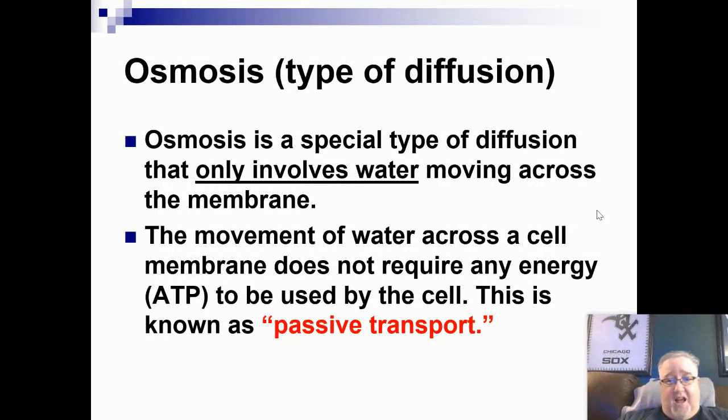And the cell doesn't have to do anything. It doesn't have to exert any energy. It doesn't have to use any ATP. This just happens all the time. We call this passive transport. Passive transport means that the cell doesn't have to really exert any energy for this to happen.